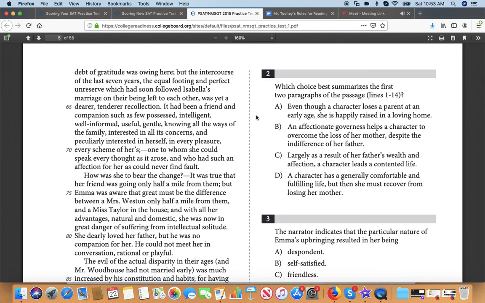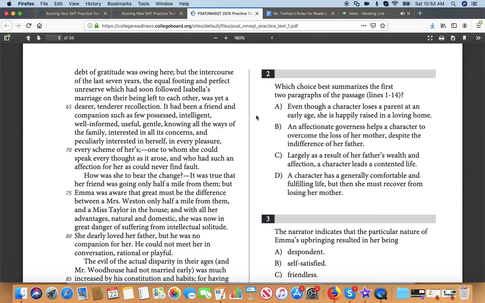You may not be sold on it. And notice it doesn't say, which is the perfect summary of the first 2 paragraphs. We just have to go with the best one. If you can't eliminate it, don't eliminate it. Let's keep it and see if we can find something better. Does that make sense? Yes. You really only should eliminate if you can find evidence against it. I don't see any evidence against it at the moment.